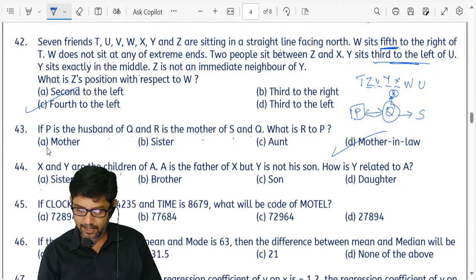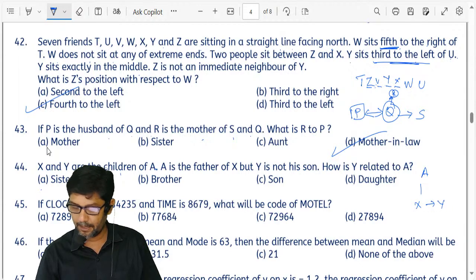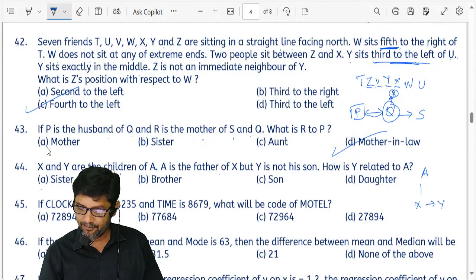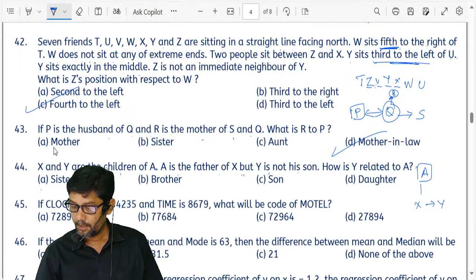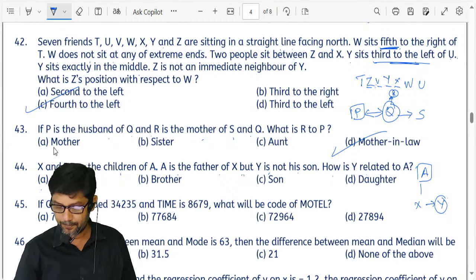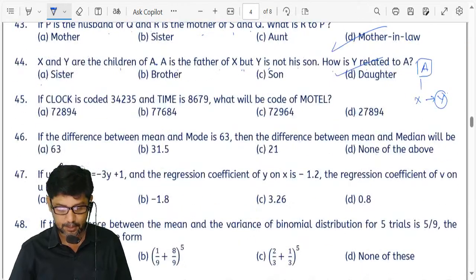X and Y are the children of A. See, I don't know the gender, I'm keeping it as it is. A is the father of X, but Y is not his son. Daughter. How is Y related to A? Daughter.